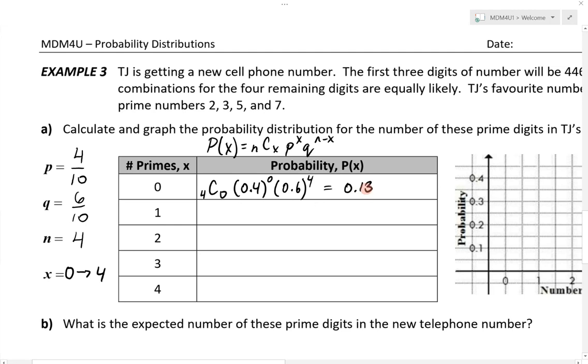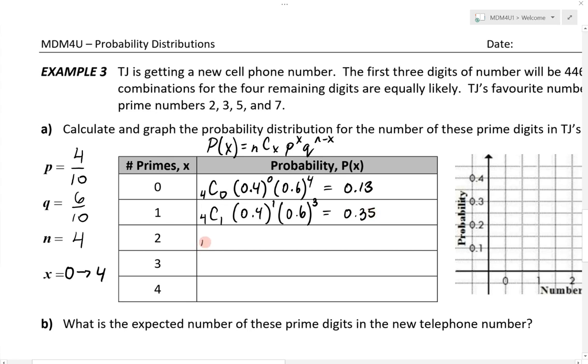Okay, what if TJ ended up getting one of those last 4 remaining digits as a prime number? So here we would have 4 choose 1 times 0.4 raised to the exponent 1 times the probability of failure, 0.6 raised to the exponent 3. And that's going to be 0.35.